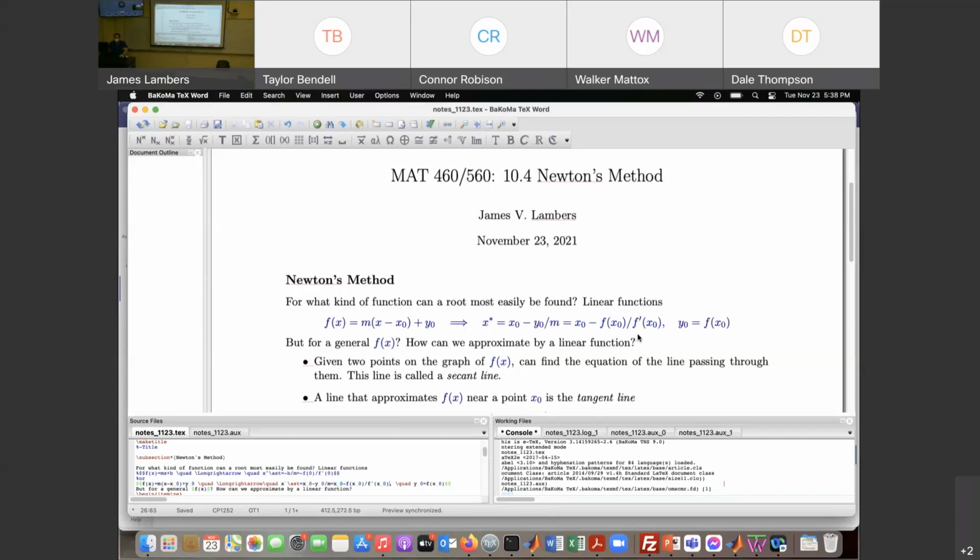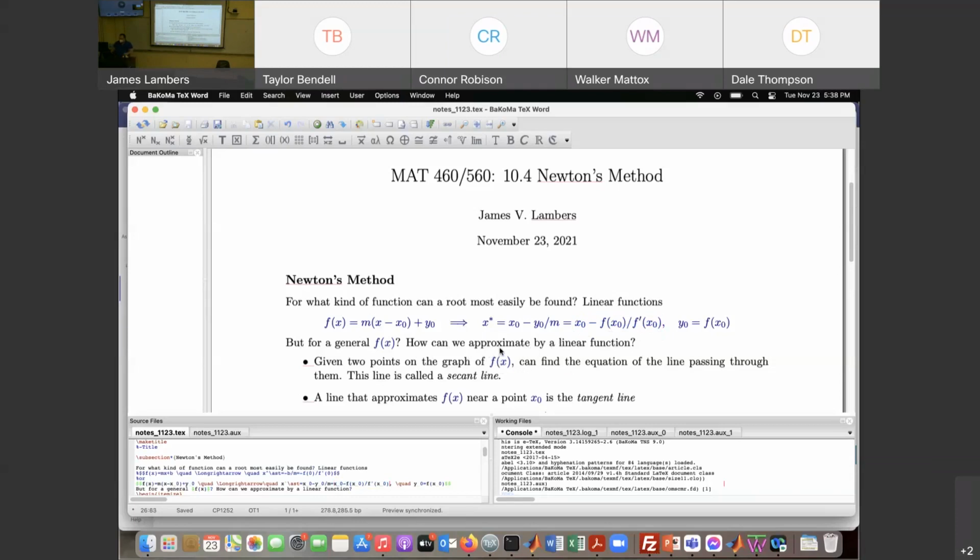So the idea is, if your function f is a linear function, then this is the one and only root for whatever point x naught that you have. So we want to apply this idea to general f of x by using a linear approximation such as this. So how can we approximate f by a linear function?